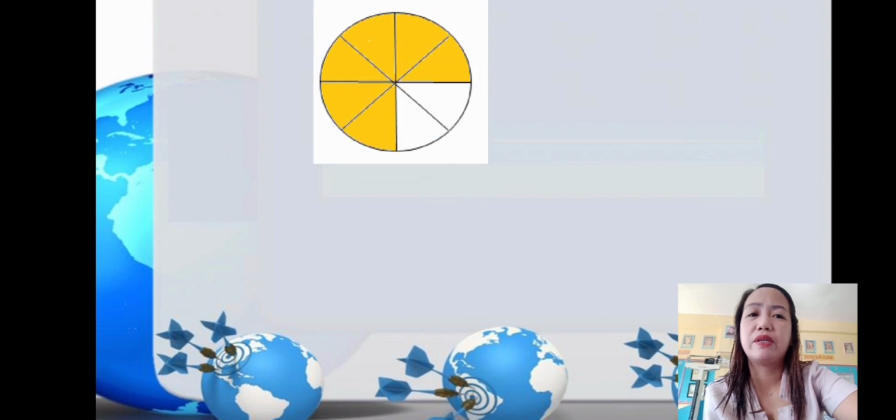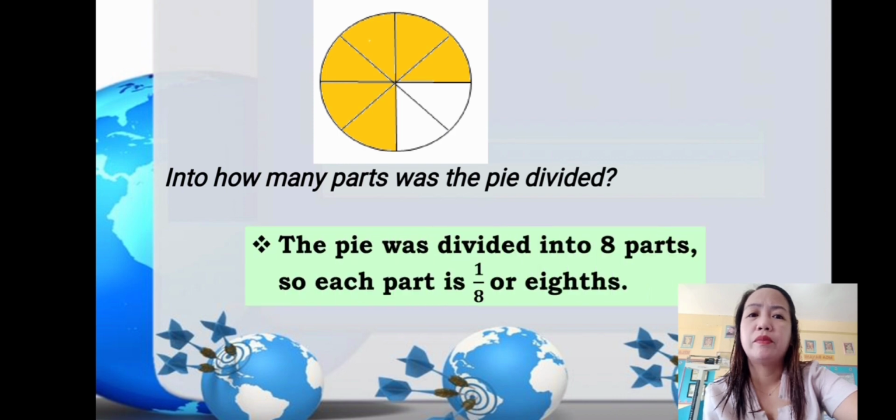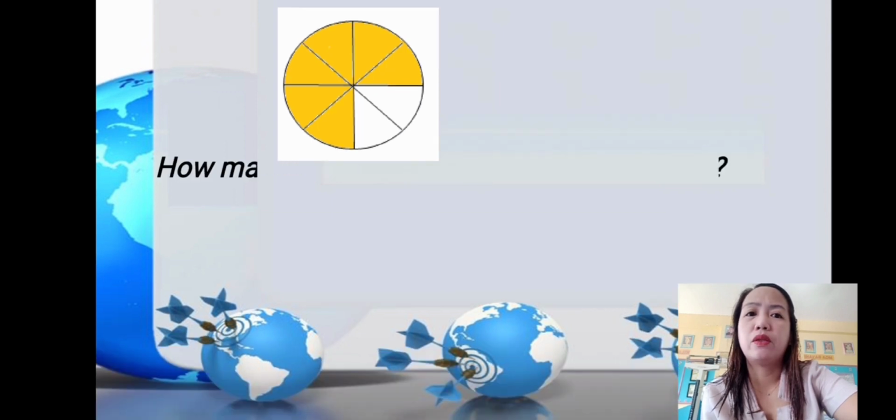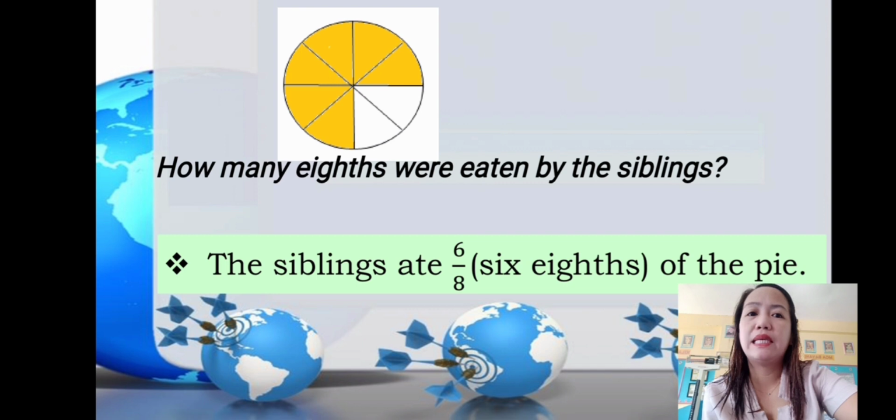Okay, look at the illustration. Into how many parts was the pie divided? The pie divided into 8 parts. As you can see, if you count how many parts was the illustration, it was divided into 8 parts. So, ang bawat part ay 1/8. Ito. How many 8s were eaten by the siblings? The siblings ate 6/8 of the pie. So, ang naka-shade dyan, yan ay 6/8. So, ang kanyang fractional part ay 6/8.